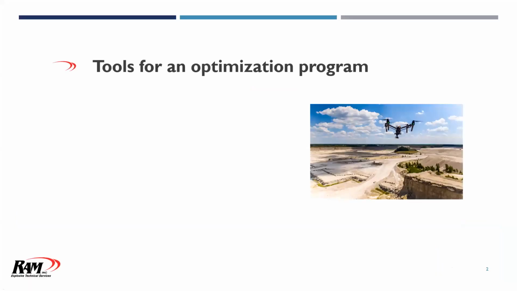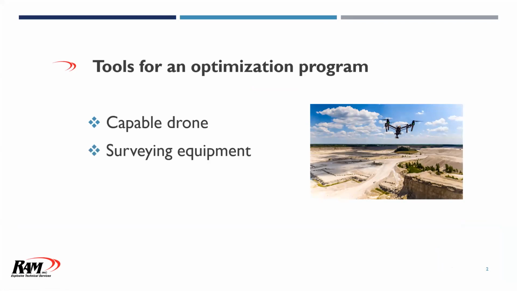So as far as the tools for optimizing a program, first off, obviously we've got a capable drone that's required, and I'll talk a little bit more in detail about that. And along with that is surveying equipment. In most cases, GPS systems are probably the more preferred system that we see out in the field. And along with that, also borehole survey systems as well. The borehole survey system obviously allows us to track that hole, and then we can combine it with the face profile and get those minimum burdens.